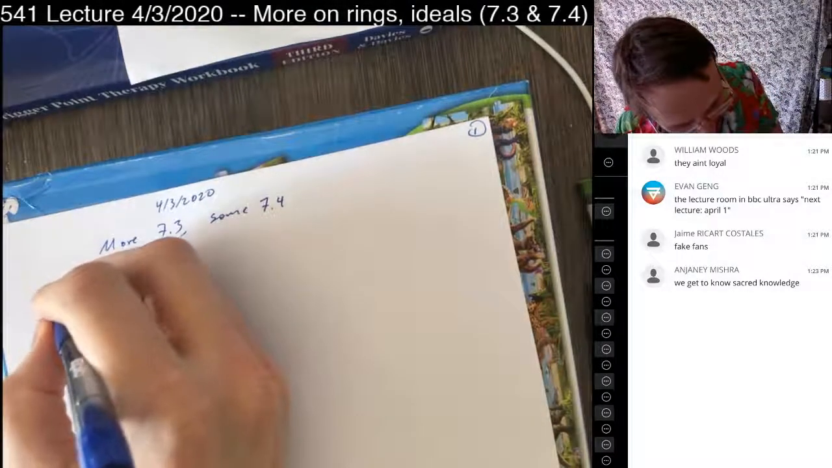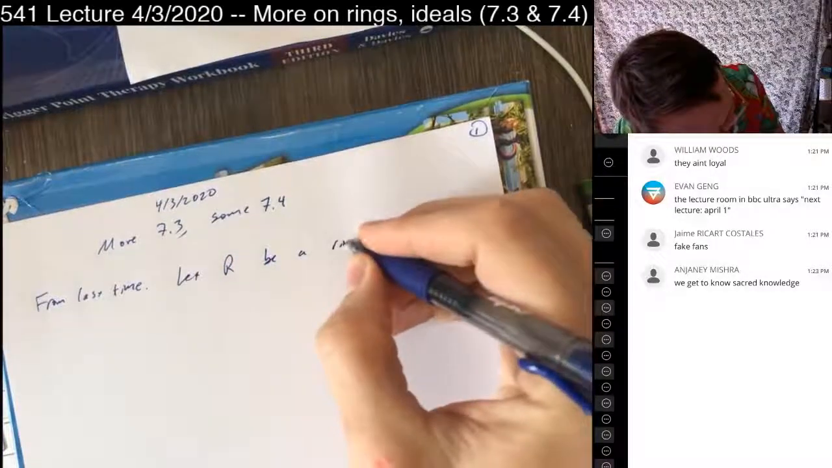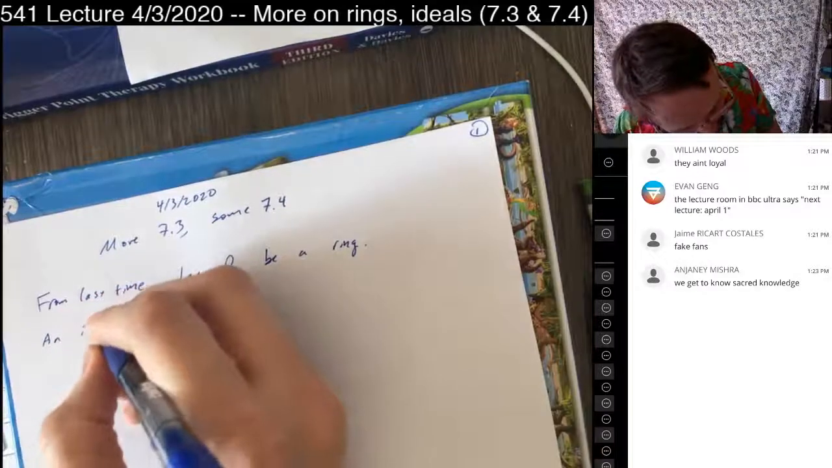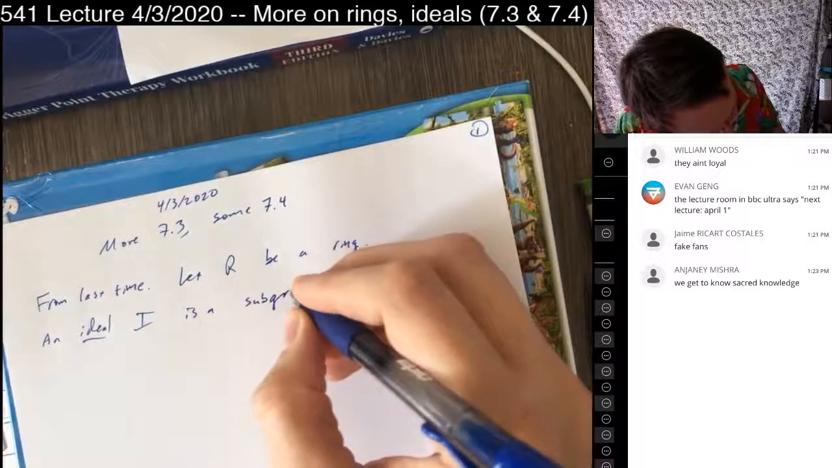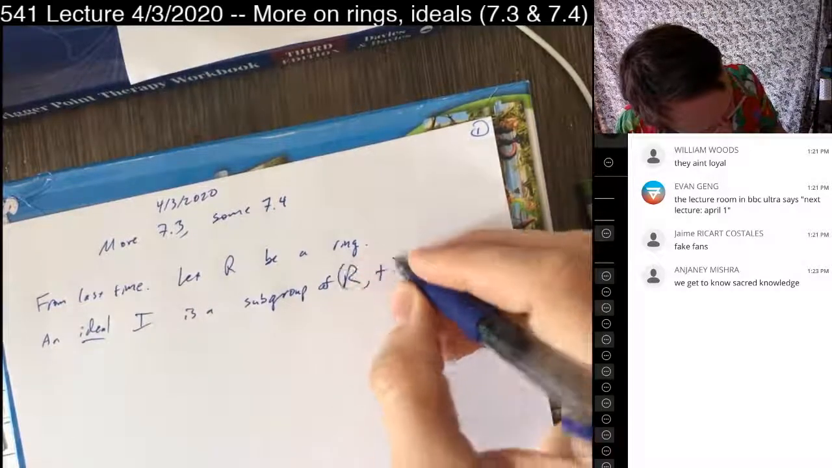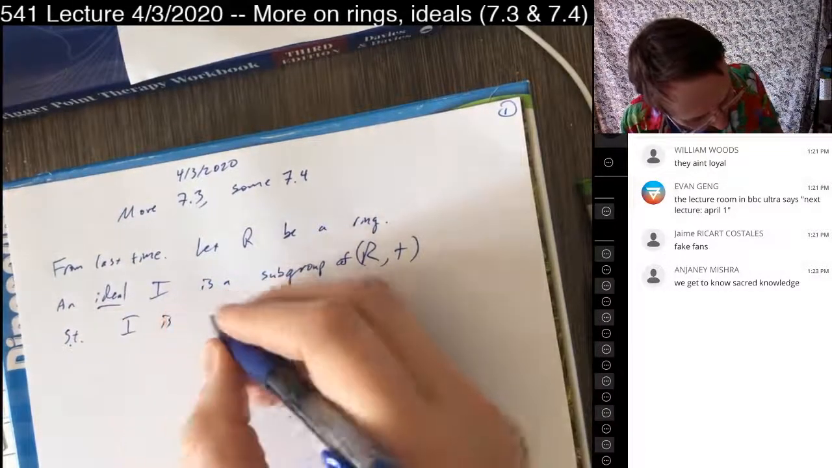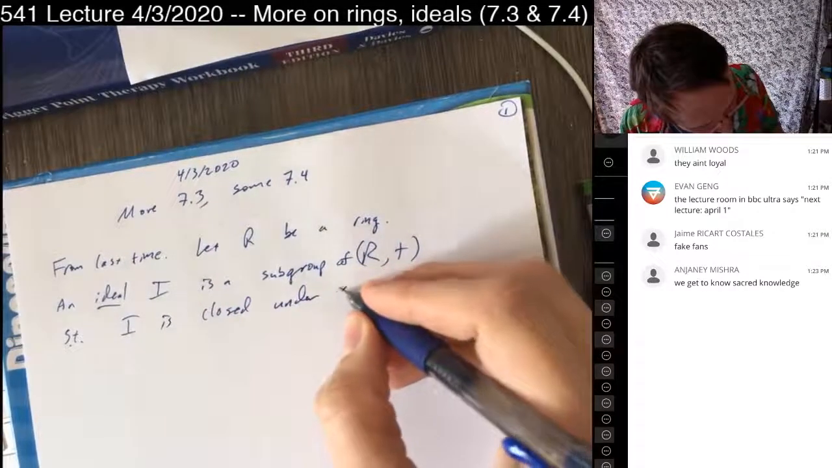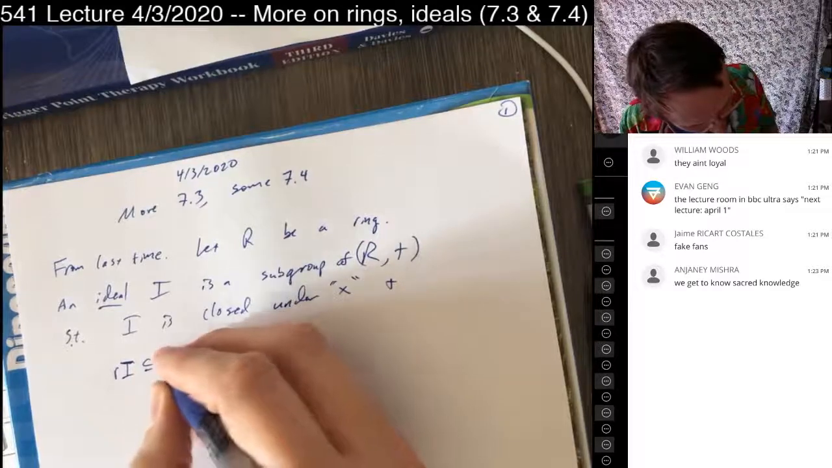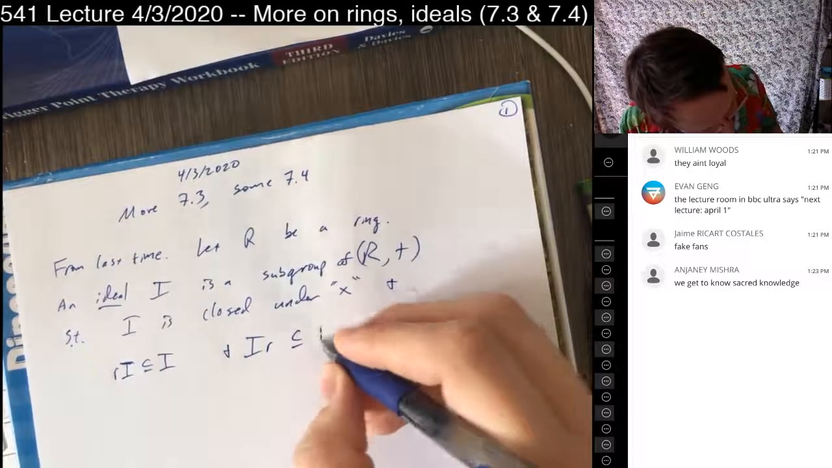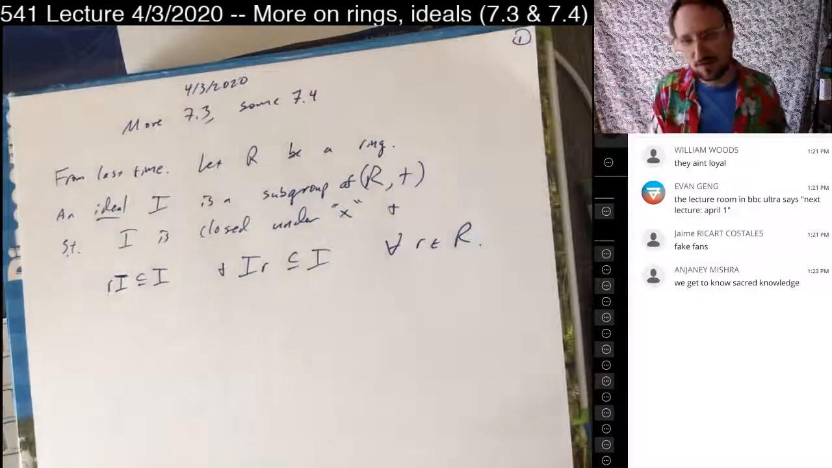So I'll just recap from last time. Given R, a ring, an ideal I is a subset, like a subgroup of R under addition, such that I is closed under multiplication, and rI is contained in I, and Ir is contained in I for all r in the ring. So that's just to remind you what an ideal is.